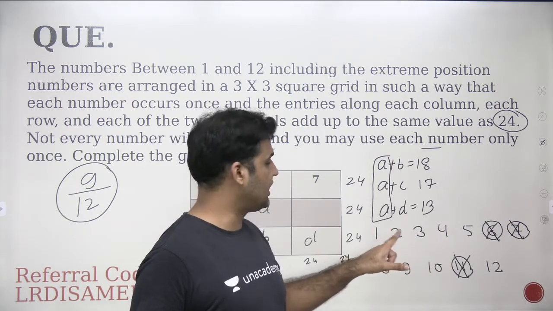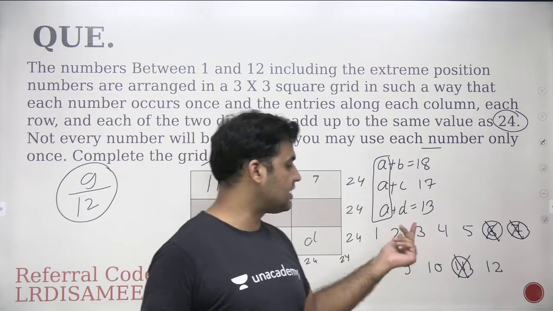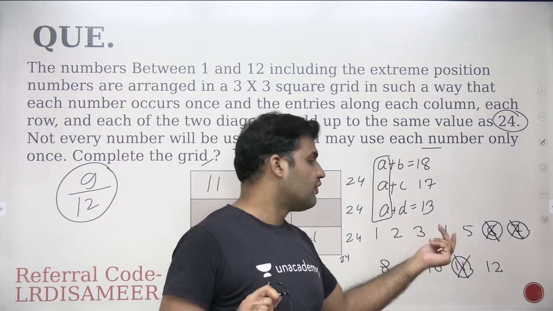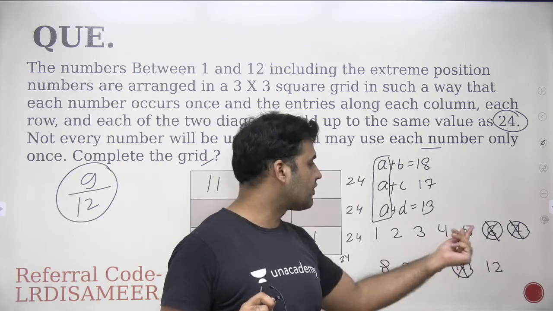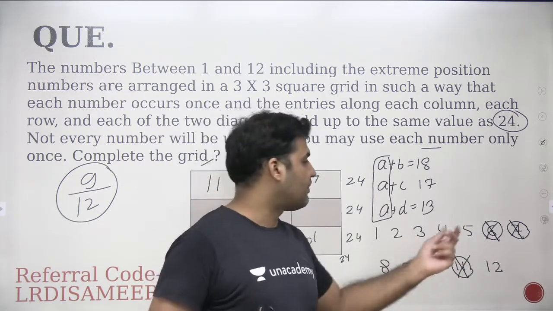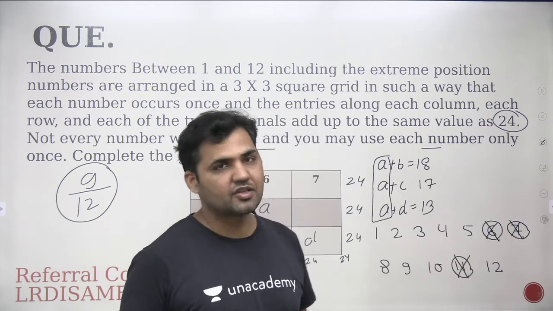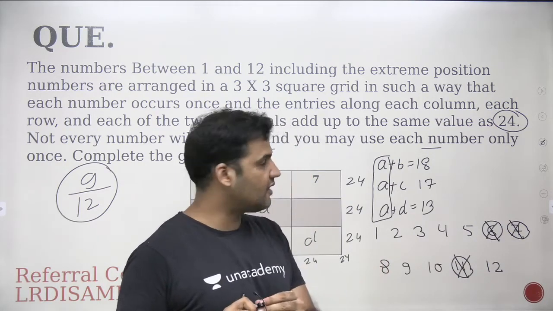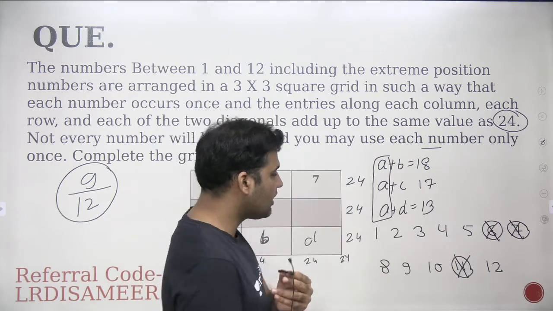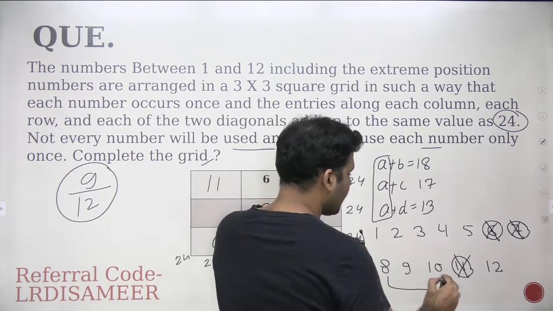2 plus 16 will be 18. 3 plus 15 will be 18. 15 is not available to us. 4 plus 14 will be 18. 14 is not available to us. 5 plus 13 will be 18. 13 is not available to us. We are reduced down to only one possibility. If I need the summation to be 18, those numbers have to be 8 and 10.